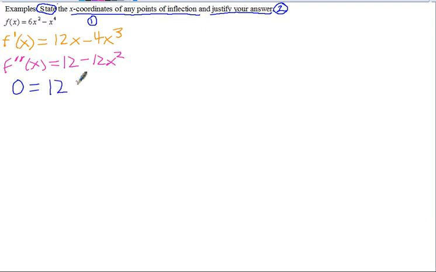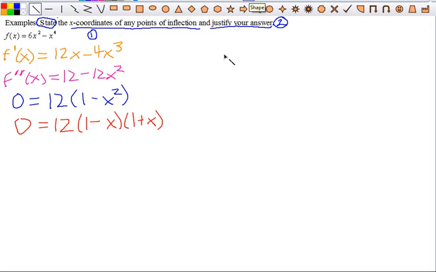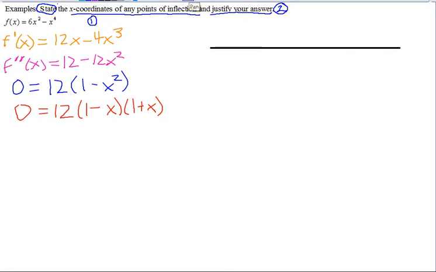You factor out the 12, you're left with 1 minus x squared. And you can keep that. If you want, you can take out a factor of a negative 1, but you don't have to. If you leave it, you can factor into 1 minus x and 1 plus x, and it's a perfect squares factoring. And then you take the values that make it equal to 0, in this case 1 and negative 1, and you put those on the number line. These are our possible points of inflection.